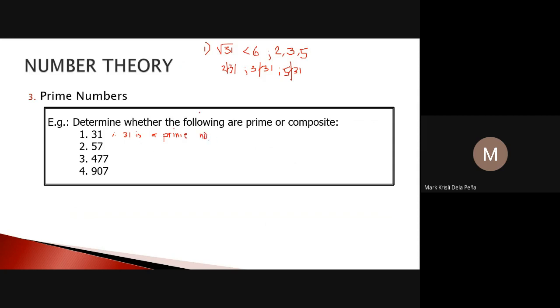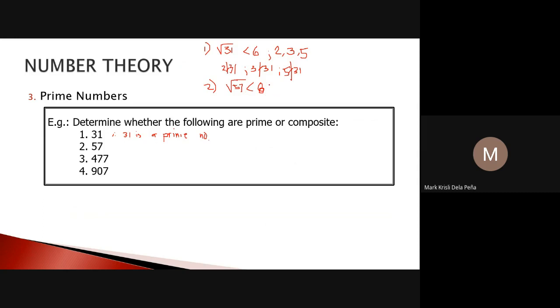Okay, next, 57. So what's the square root of 57? 7 times 7 is 49. 8 times 8 is 64. So the square root of 57 is less than 8.